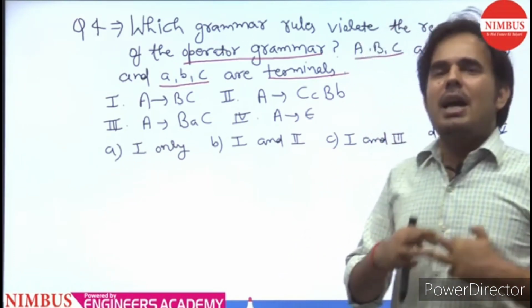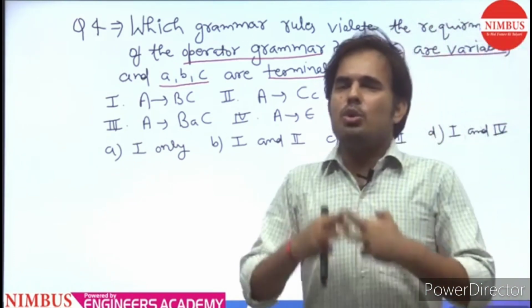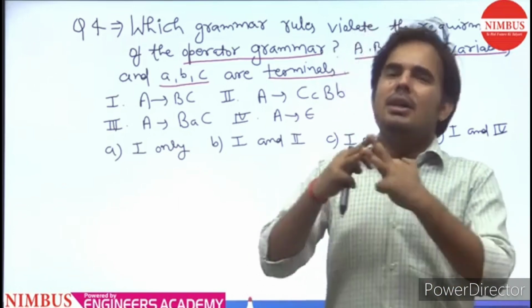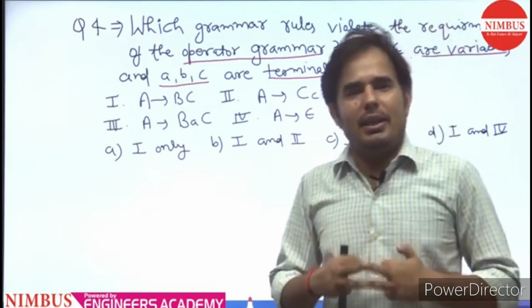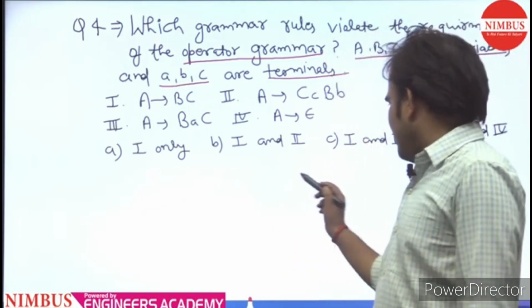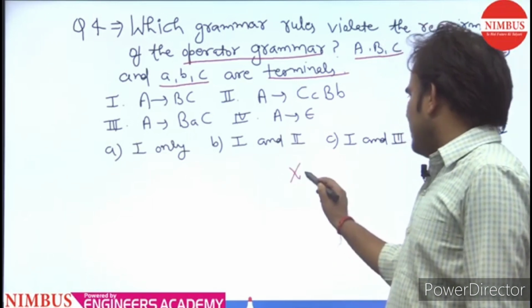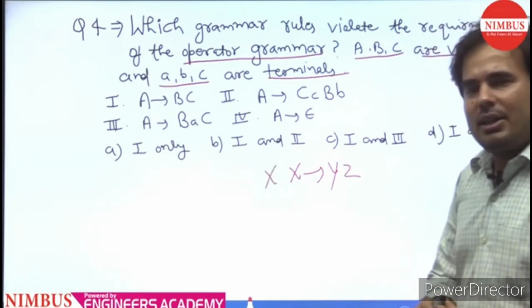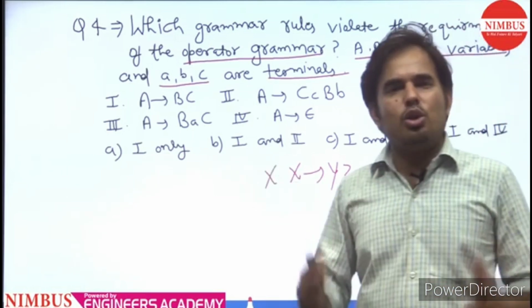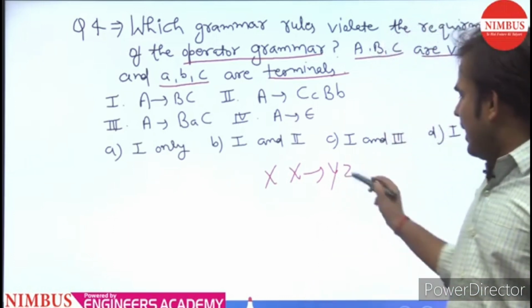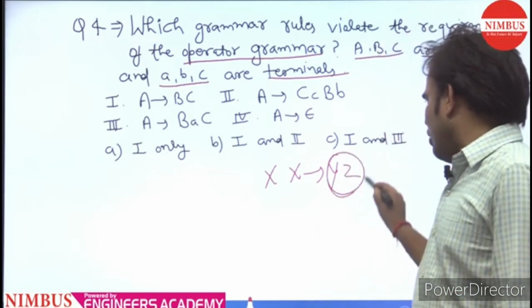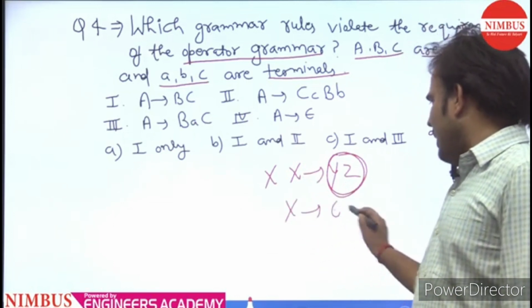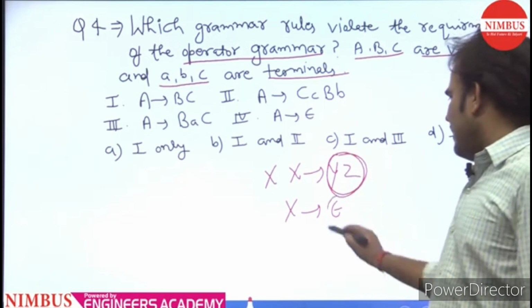This is the first condition, and the second condition is that epsilon should not be present at the right hand side in any production. Our grammar should not have this type of production. If a grammar contains these types of production, then it violates the rule of the operator precedence grammar. We do not need two consecutive non-terminals, and we also do not need epsilon in any production at the right hand side.